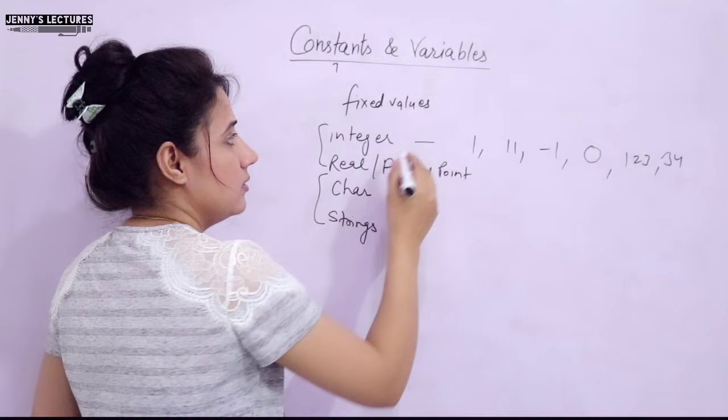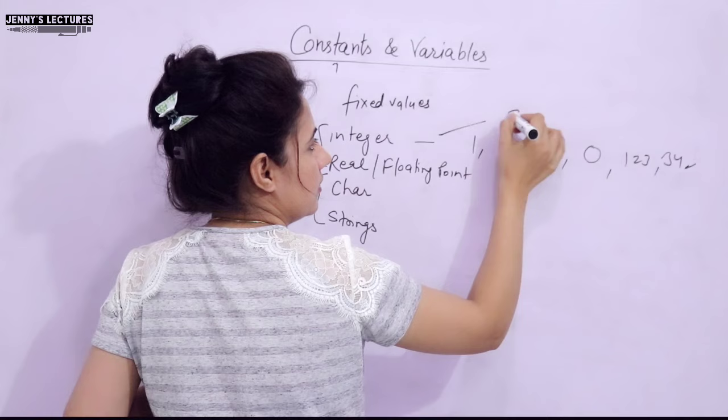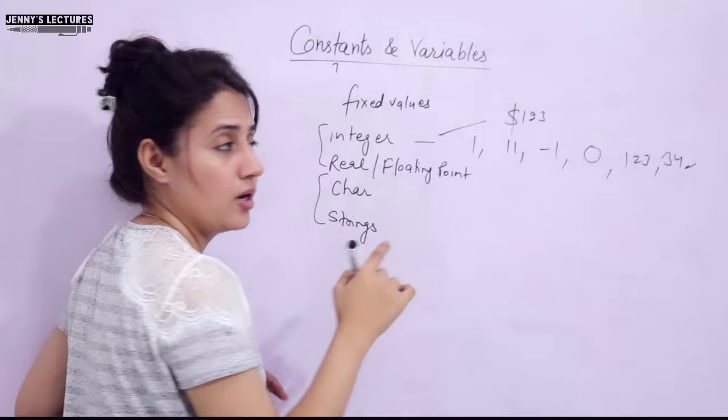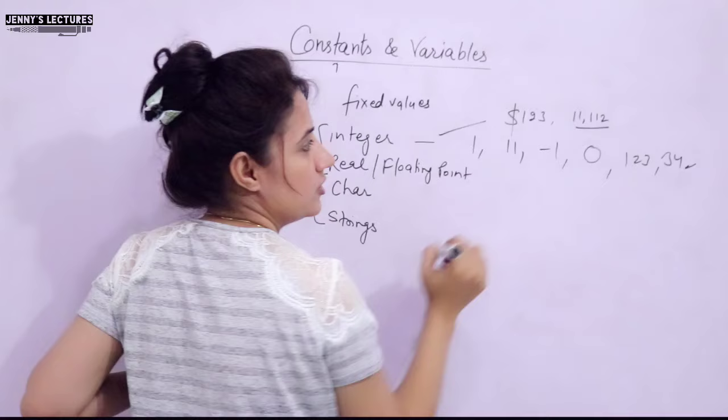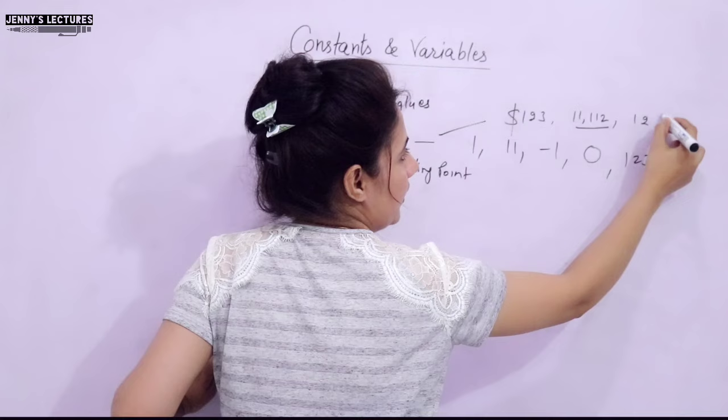These are valid, but if you write something like $123, this is not valid. A special symbol is not allowed. If you write a number with a comma inside it, like 11,112, this is also not a valid integer constant. If you write something like 12 space 123, this is not a valid constant either.